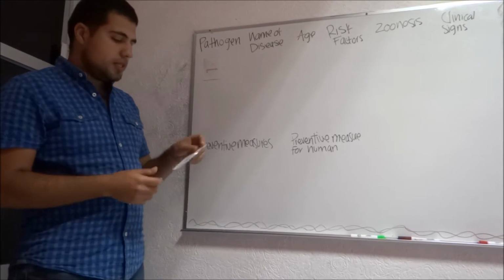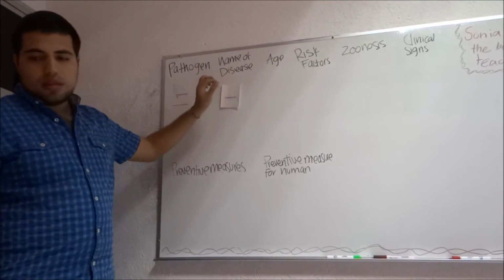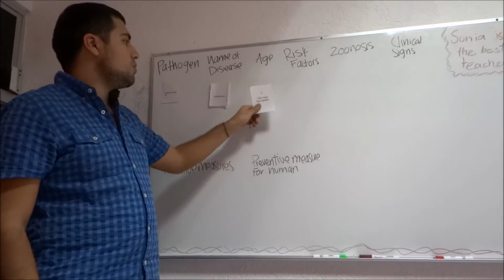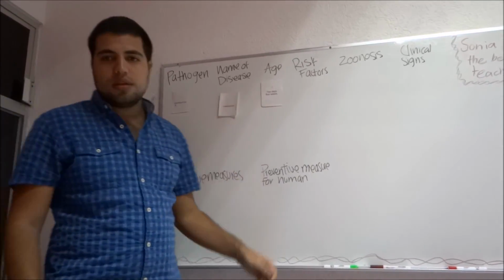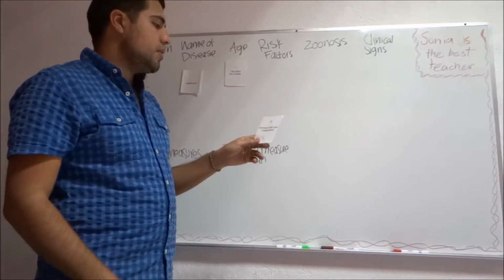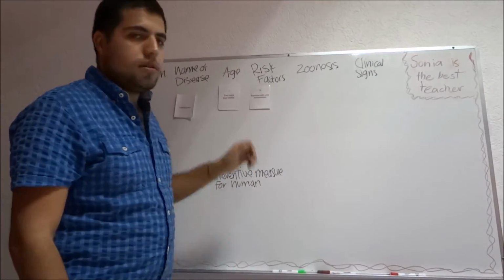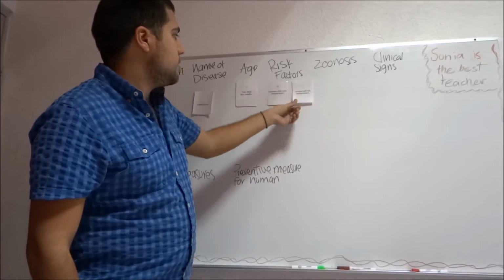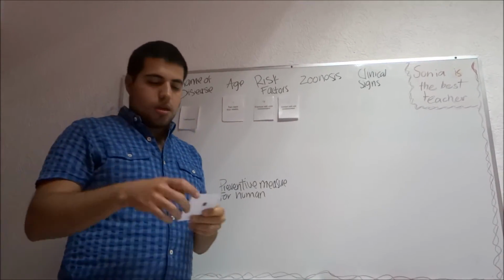Hi, I'll talk about the pathogen Leptospira spp. The name of the disease is leptospirosis. The age of onset is from 2 days to 4 weeks. The risk factor is exposure to contaminated urine, contact with soil, contaminated water.